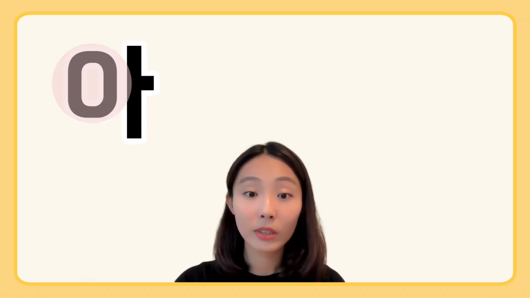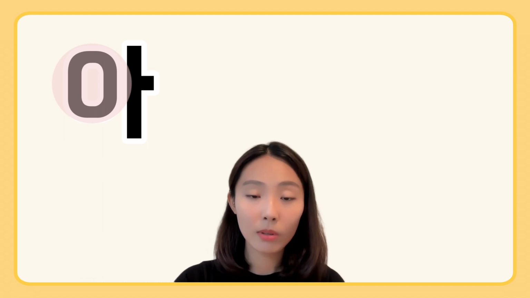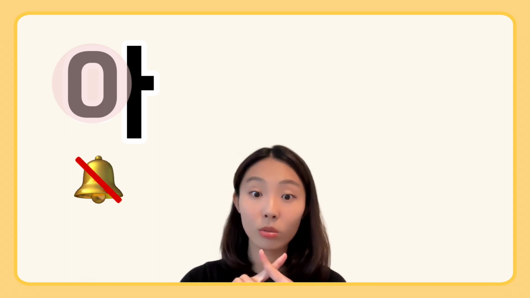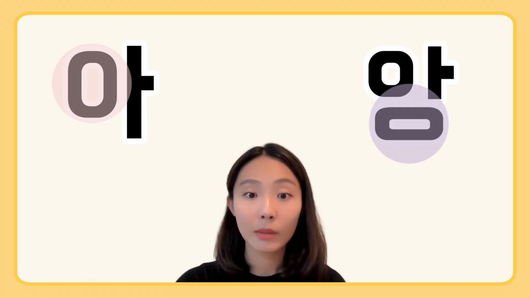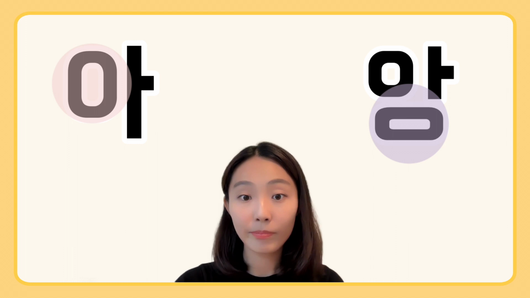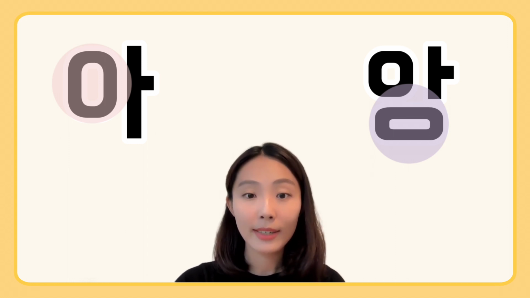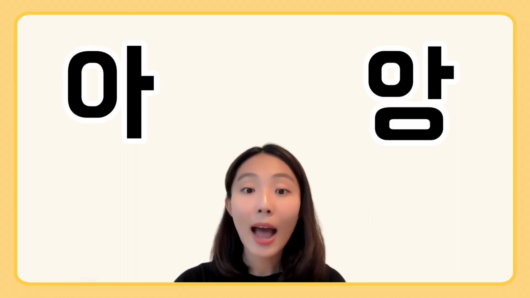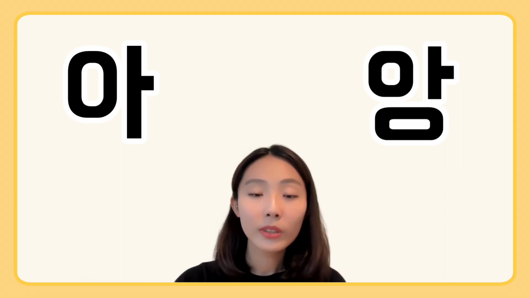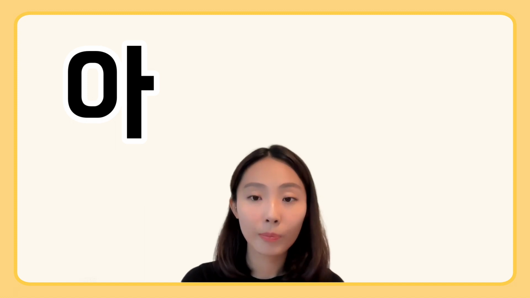Do you remember the sound of this consonant? When this circle-looking consonant comes at the beginning of a syllable, there was no sound. But when this consonant comes at the bottom part of a syllable as a 받침, this sounds like 응. So like in the A, this circle-looking consonant just takes its place in order to form a syllable.